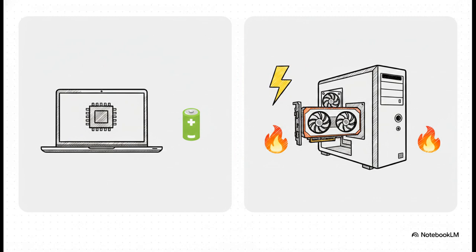Discrete graphics, however, is a completely separate card. It has its own dedicated video memory that isn't shared with the CPU at all. Sure, it draws significantly more power and generates a lot more heat, but in exchange, it gives you the raw, massive performance needed for intense rendering and top-tier gaming.